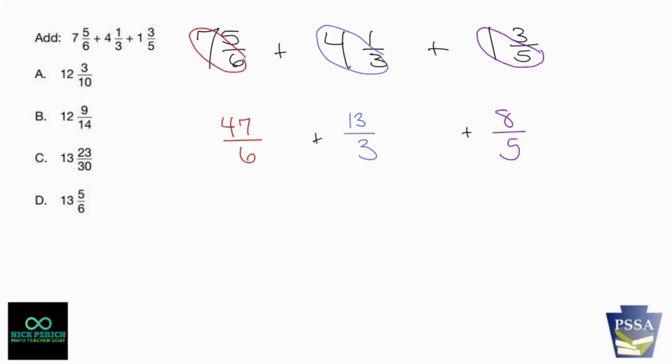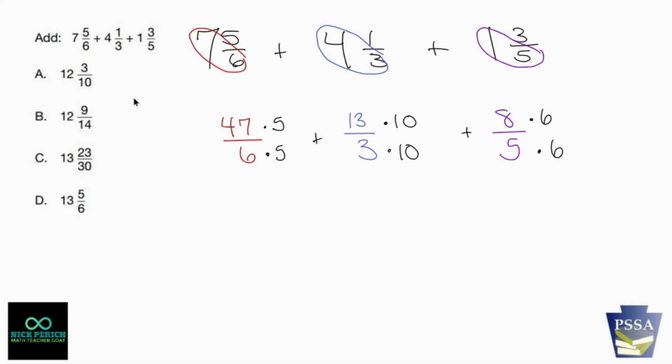Now, looking at these numbers, my least common denominator is going to be 30. There's not much I can do about that. It's going to be 30, so I'm going to deal with that the way I need to. So how can I turn a 6 into a 30? Multiply it by 5, which means I have to multiply the numerator by 5 as well. This is going to be awful. How can I turn a 3 into a 30? Multiply it by 10. Okay, so I'm going to multiply 13 by 10 also. And how can I turn 5 into 30? Multiply by 6. Multiply by 6.